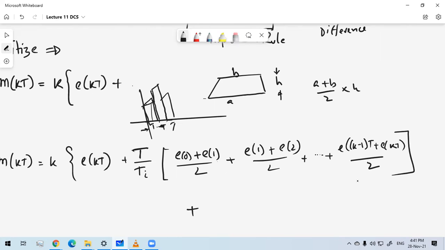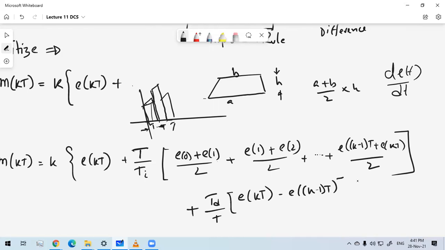Now the derivative part, Td times what was initially de(t)/dt. Now it is the difference between the current and the previous sample, and that is (EkT minus E(k-1)T) divided by T. So you're just keeping the T here. Okay, so this is the discrete one.